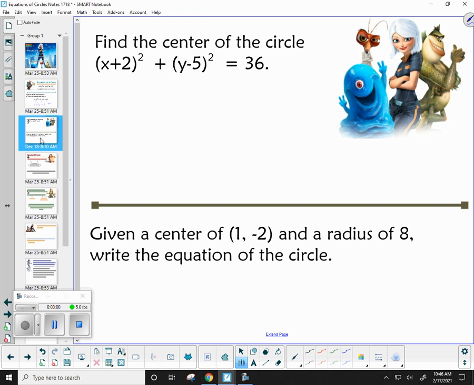So how about up here? On your own, find the center, find the length of the radius. All right, so where's the center? Negative 2, 5. And what's the length of my radius? It's going to be 6.